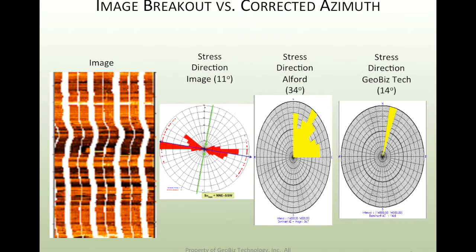As you can see here, this was a well about 65 degrees from the vertical, and it has been well documented that above 20 degrees from the vertical, error starts being introduced into your azimuth calculations based on Alford. This clearly demonstrates that the stress direction we calculated from Alford was 34 degrees compared to the image breakout, which was 11 degrees. Once we applied our correction model, we got 14 degrees. It's not exactly the same, but it's a lot closer, and so we are quite happy with how the correction factor helps to correct azimuth in highly deviated wells.